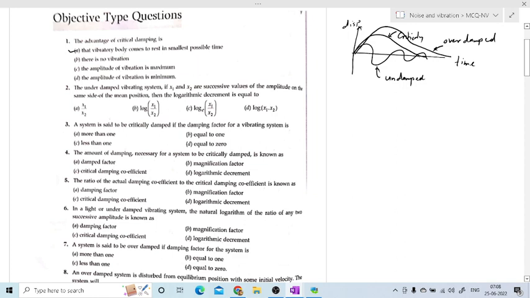Now next, in an underdamped vibrating system, if x1 and x2 are successive values.